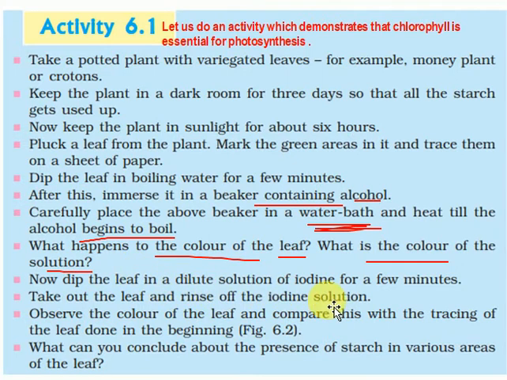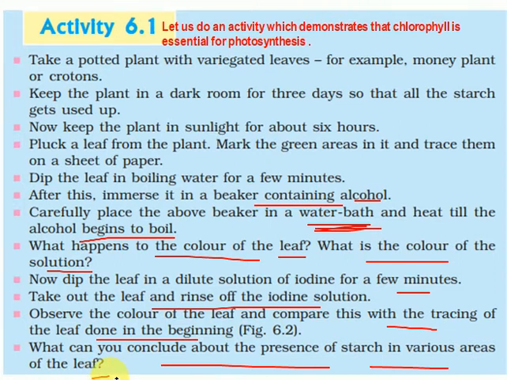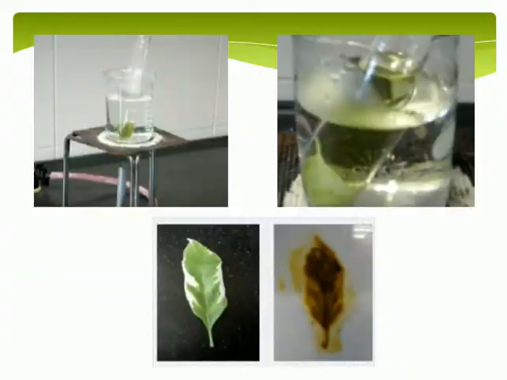Now dip the leaf in a dilute solution of iodine for a few minutes. Take out the leaf and rinse off the iodine solution. Now we observe the color of the leaf and compare this with the tracing of the leaf done in the beginning. What can you conclude from the presence of starch in the various areas of the leaf? When we put iodine solution on the leaf, the parts which were green in color turn blue black, and the other parts which were whitish in color, what happens to them? They remain as they are.